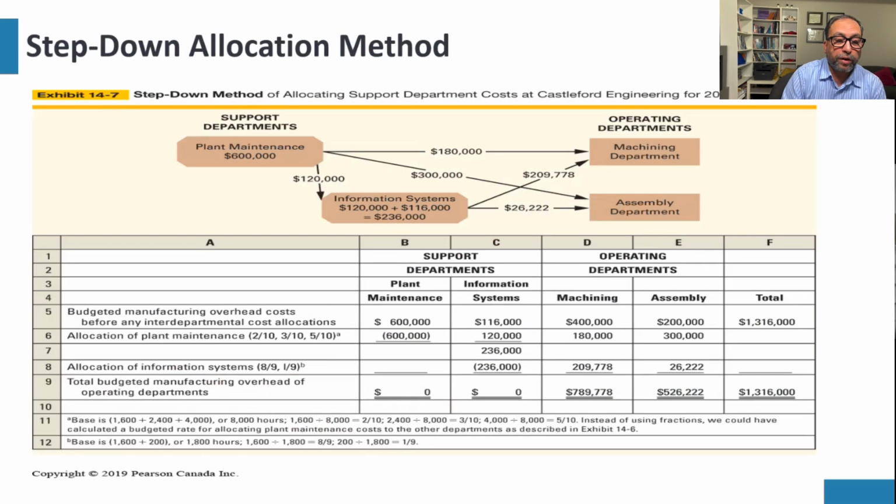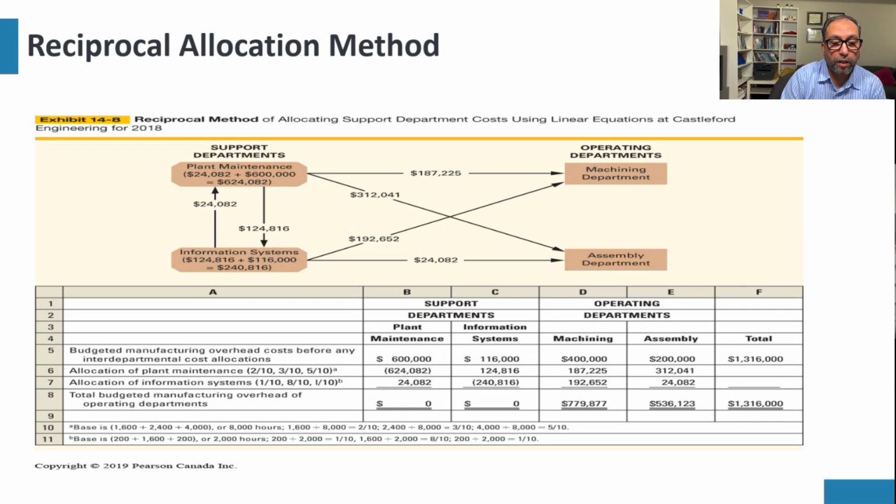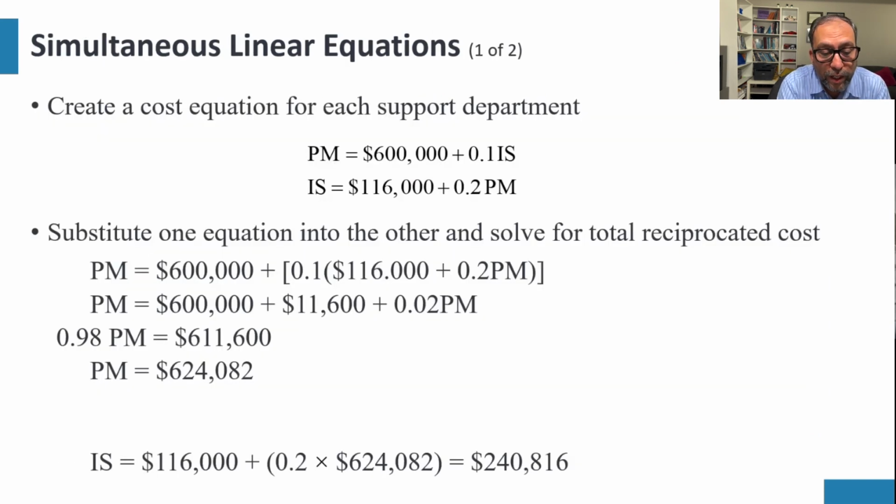And similarly, we can write it for the IS department: 116,000 plus 0.2, which is 20% of PM, which is plant maintenance. So if I erase this to make it simple, now these are two equations with two variables. One variable is PM and the other variable is IS. And in this way, we can solve it. How can we solve it?